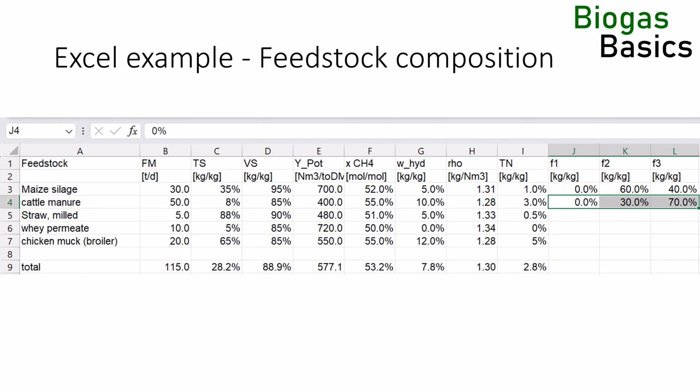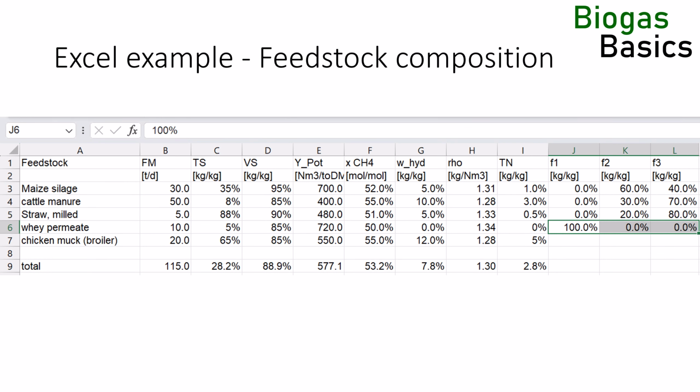The medium-fast degradable fraction comprises proteins and hemicellulose that haven't been degraded in the cow. Milled straw is mostly lignocellulose. I chose 80% here. The 20% medium-fast degradable fraction are from very small straw particles created in the milling process that degrade quicker. Whey permeate is lactose, a glucose-galactose double sugar. It will be converted to biogas almost instantly and completely in any commercial AAD plant. I allocate 100% of its biogas potential to fraction 1.